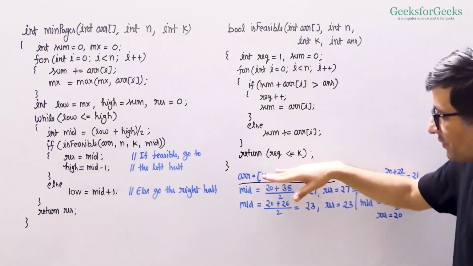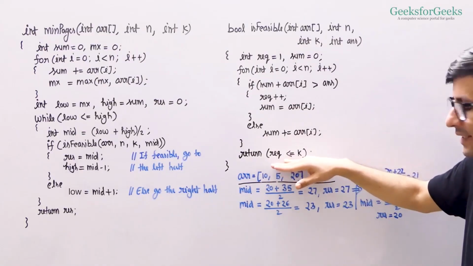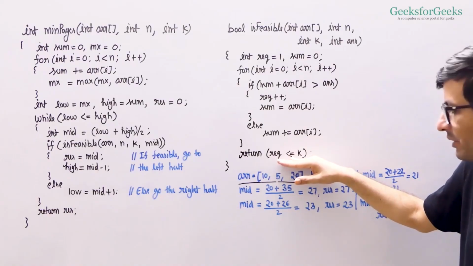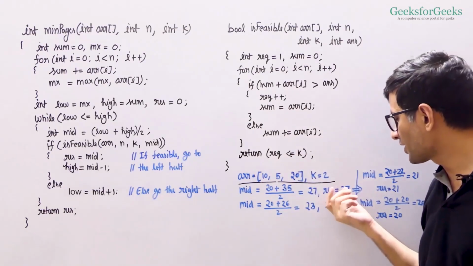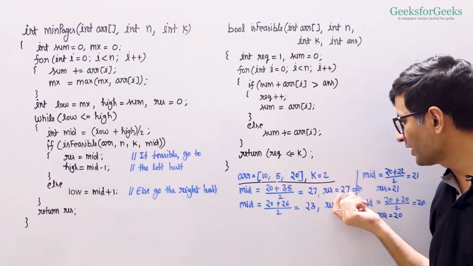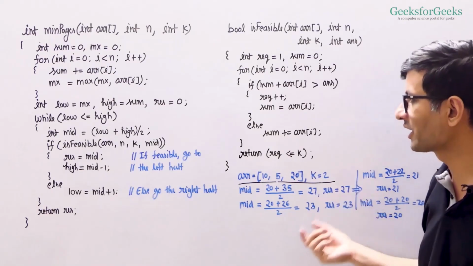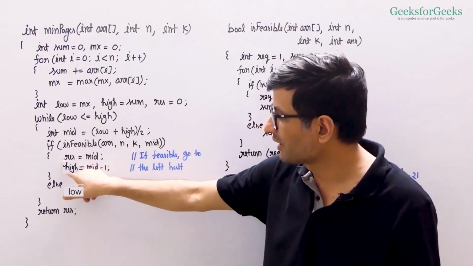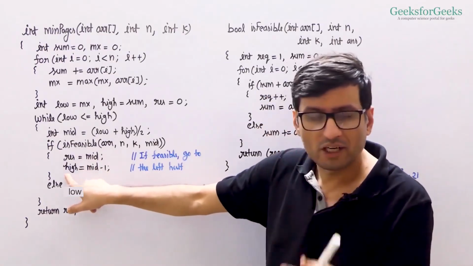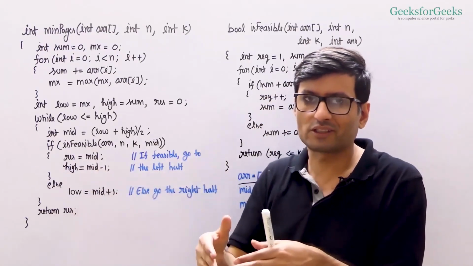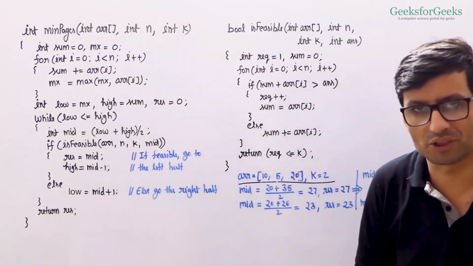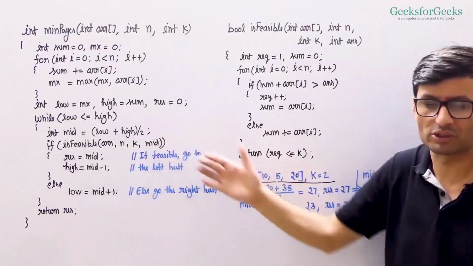And at the end, if the required students are less than or equal to k, then we return true, otherwise we return false. That's the simple feasibility check. So after checking for 27's feasibility, we update the answer as 27 because it's a feasible solution. So we get our answer or result as 27 and we go to the left half because there might be a lower answer also. We need to find out the minimum possible feasible solution, right? This is one feasible solution.